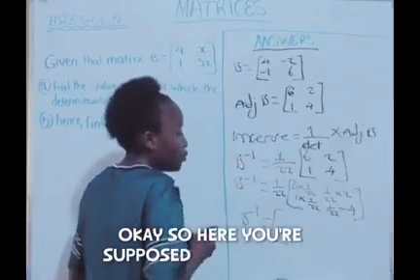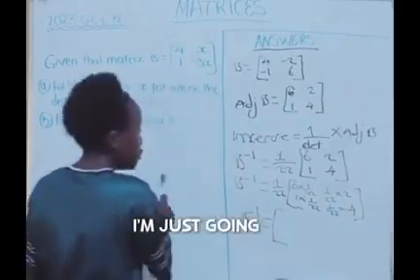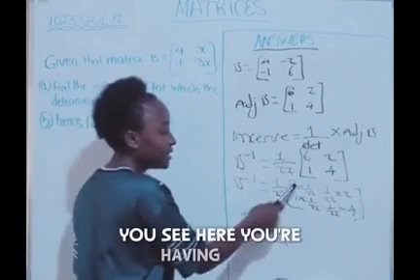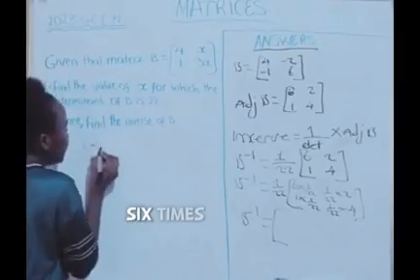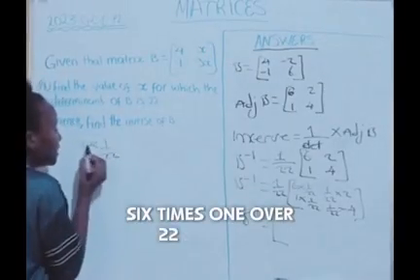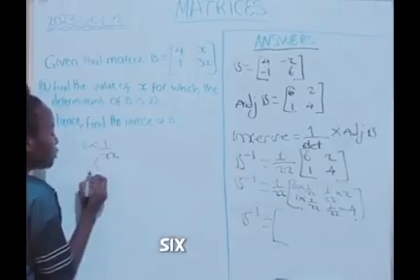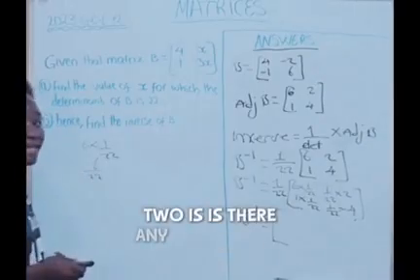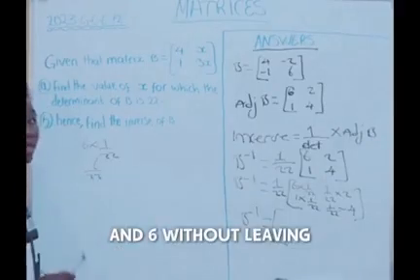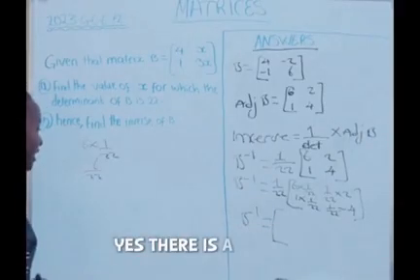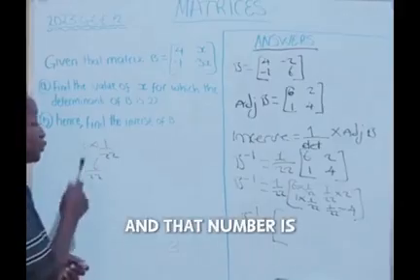So here you're supposed to be careful. I'm just going to be solving it from here. You see here you're having this. You're going to say 6 times 1 over 22. 6 times 1 is going to give you 6 over 22. Is there any number that you can divide into 22 and 6 without giving a remainder? Yes, there is a number, and that number is 2.